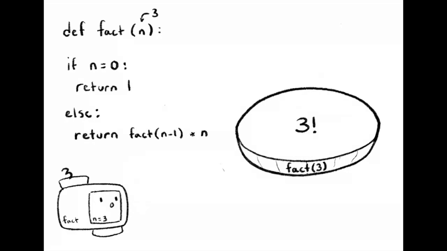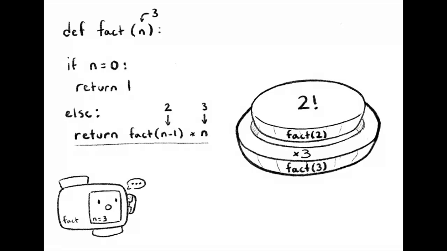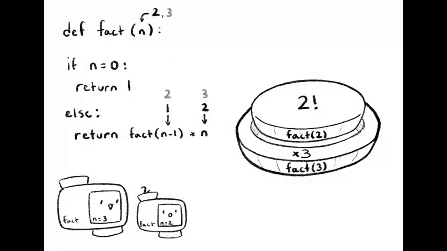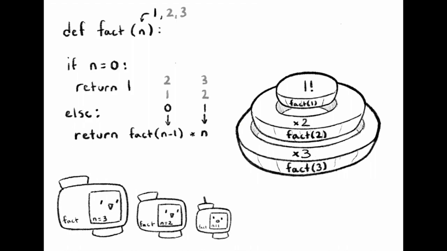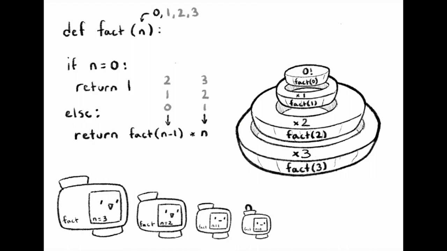Since 3 is greater than 0, we'll go to the recursive else case, where we multiply the result of fact2 with 3. Similarly, in the fact2 call, since 2 is greater than 0, we multiply the result of the fact1 call with 2. Within the fact1 call, we multiply the result of fact0 with 1. Finally, in the fact0 call, since 0 is equal to 0, we just return 1.